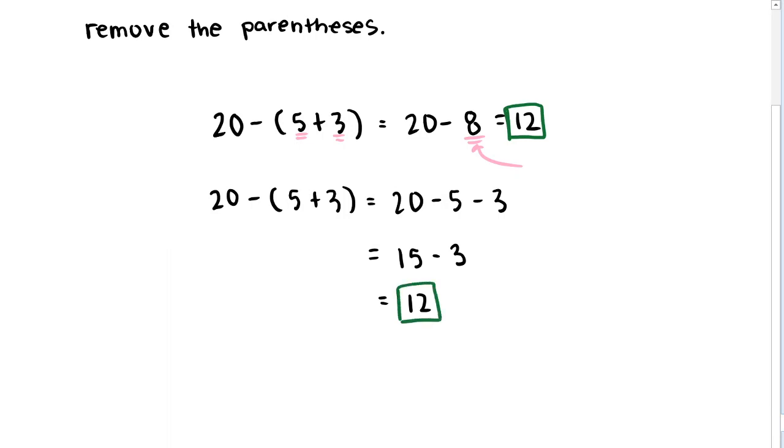And so if we want to drop parentheses in an expression, and that group in parentheses is being subtracted, well, really, to drop those parentheses, we need to reverse the sign of every term in that parentheses. So here, 20 minus 5 plus 3 is the same as 20 minus 5, as well as minus 3.